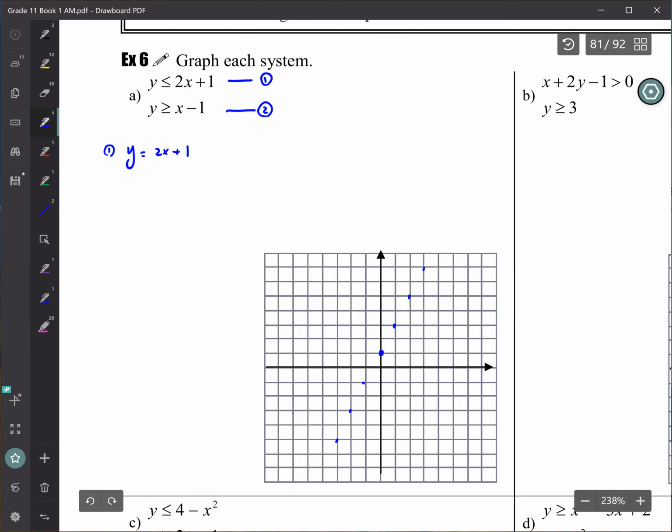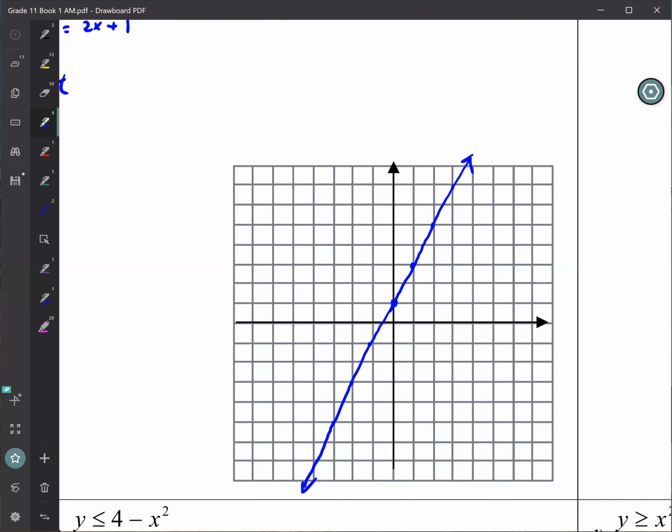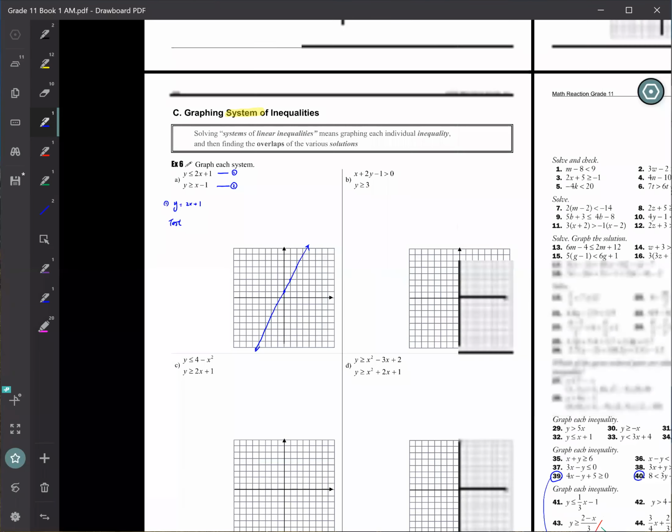Okay, and pay attention to the inequality. We have an equal sign, so this one should be a solid line. Let's draw a solid line through the points. Okay, so we got our graph already. This one is easier because it's already in the slope intercept form. Next step, we need to test. Right, so we can see from the graph that 0, 0 is not on the graph. So it's okay to test 0, 0, okay?